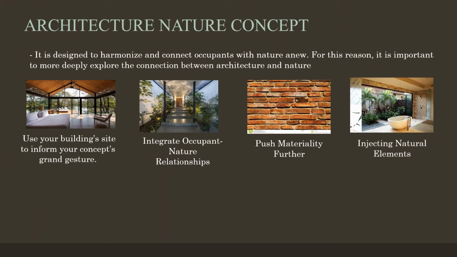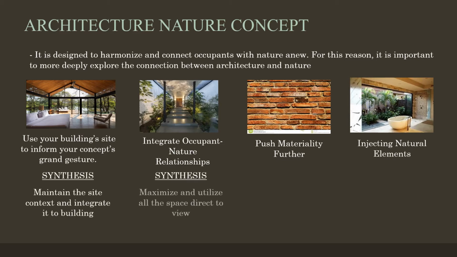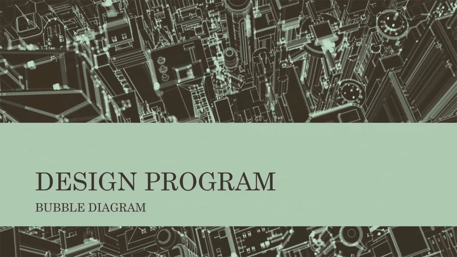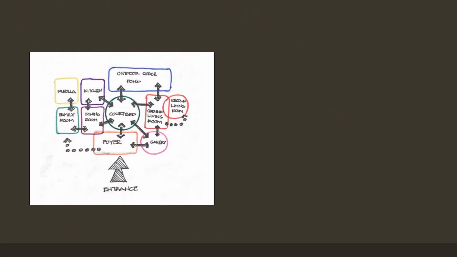The last case study is architecture and nature concept. For the synthesis, I have to maintain the site context, maximize and utilize all the space directed to the view, use raw materials like timber and stone, and create a mini garden or courtyard. So I use the combination of the central concept from my precedent studies and apply it here. I use a courtyard for the main space, so it can bring the nature vibe to the other spaces.